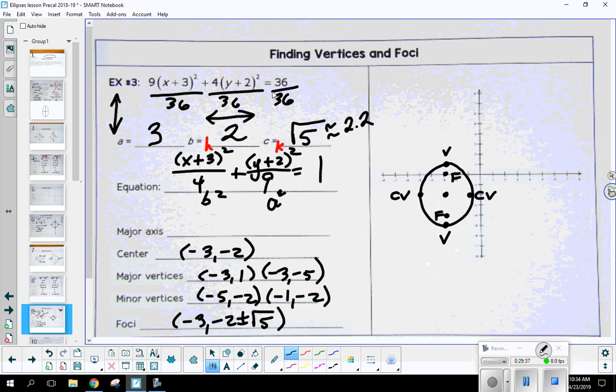Well, there's only one thing I'm missing. What is it? What's the equation of the major axis? X equals -3. There we go. Perfect.